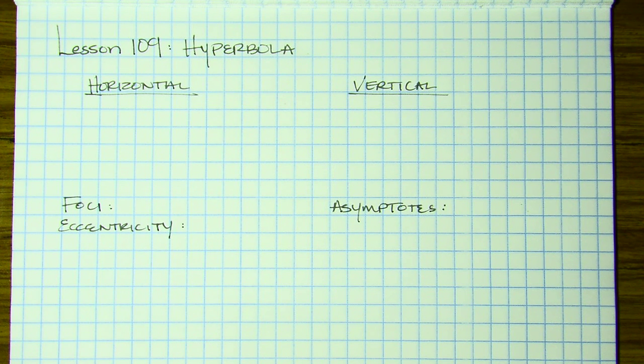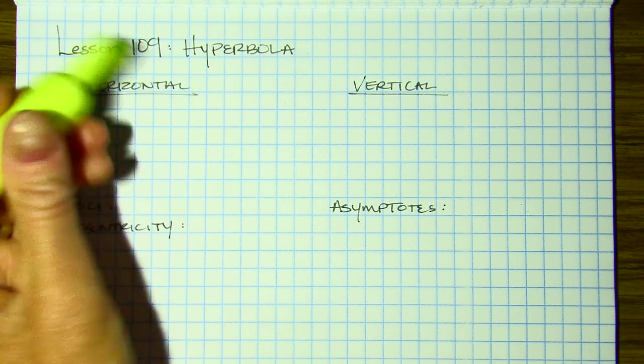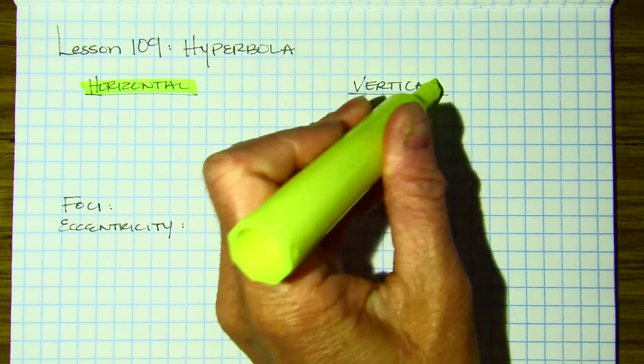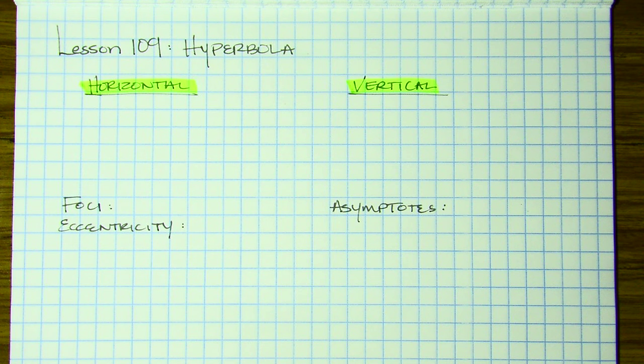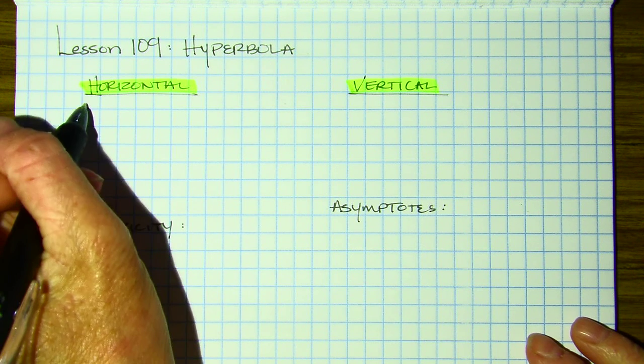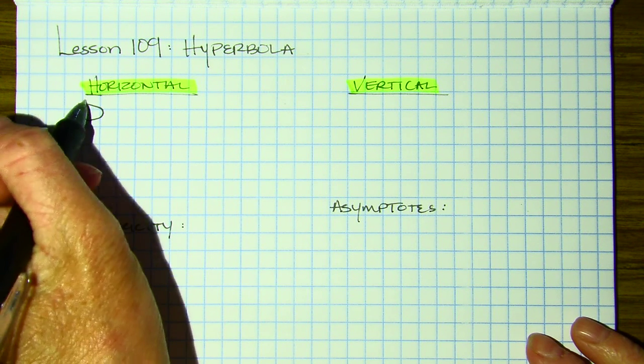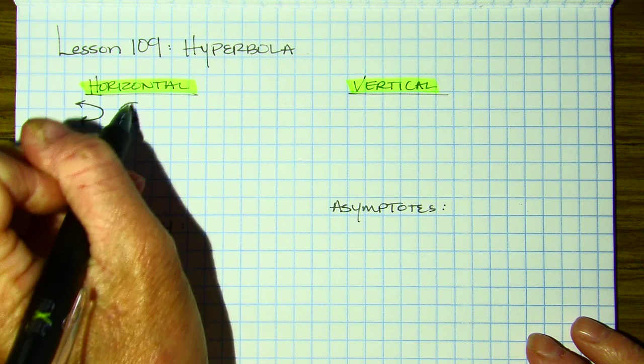There are two kinds of hyperbola: a horizontal and a vertical. It's similar to an ellipse, but it's like an ellipse that's cut in half and flipped out. Let's first go over horizontal. A horizontal hyperbola will open to the left and to the right.